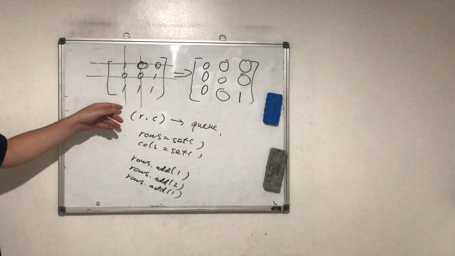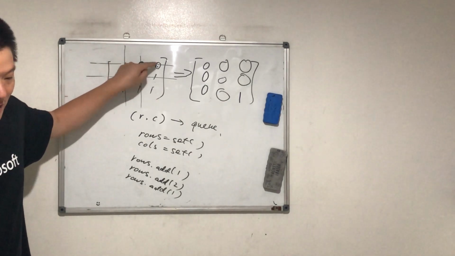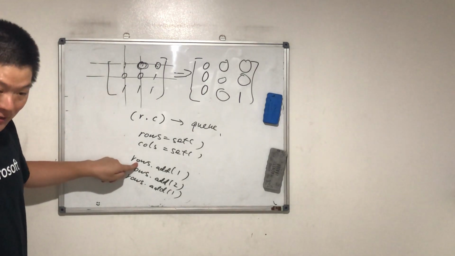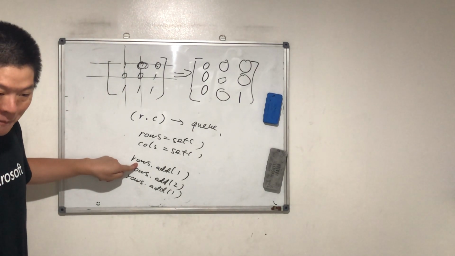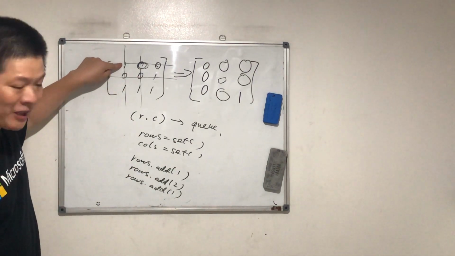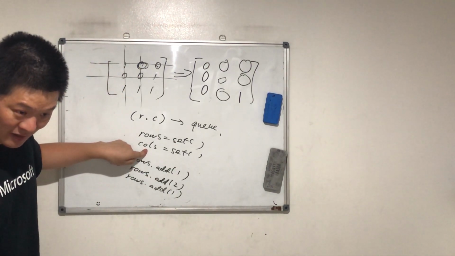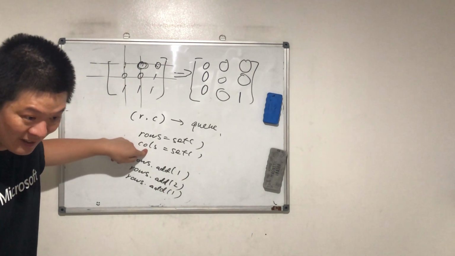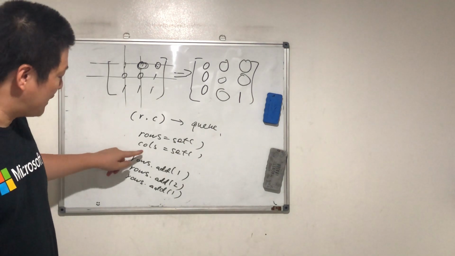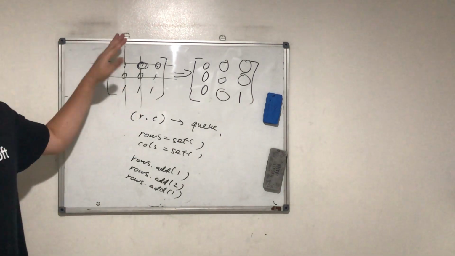We iterate the numbers in the list, and we check if the current row is in the rows, then we set it to 0, right? Or if the column number is in the columns, we set it to 0. That's it. Do you understand? Because first of all, we go through this matrix.